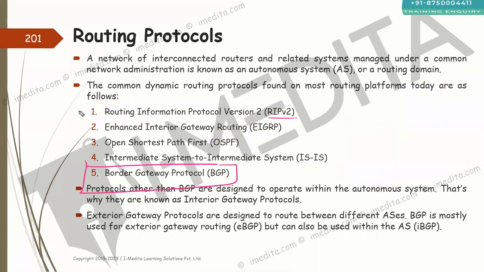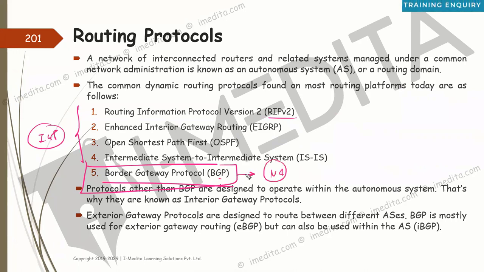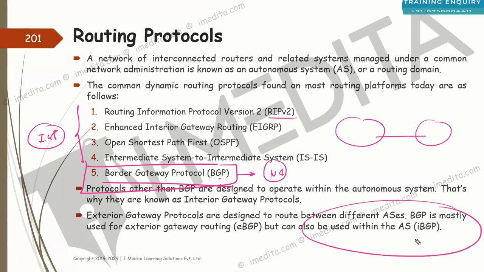All these protocols are designed to perform well within the autonomous system. All these protocols are designed to act as an IGP protocol. If you want to perform routing between autonomous systems, the only choice that you get is the Border Gateway Protocol, specifically BGP version 4. The current BGP version is version 4, which we use to perform routing between autonomous systems. But BGP can also be used to perform routing within the autonomous system.